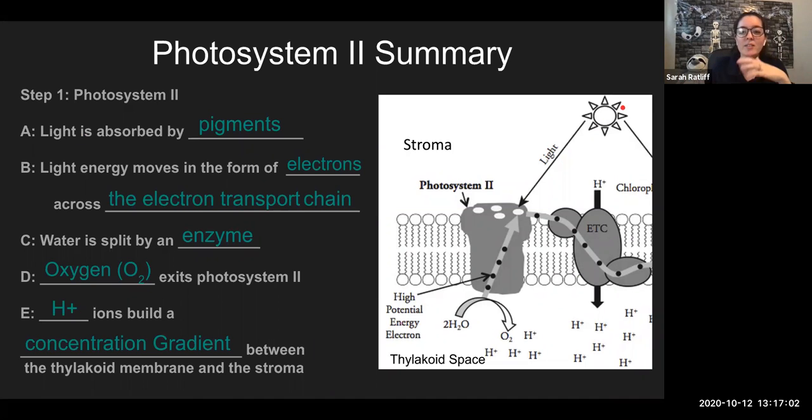I know it sounds repetitive, but sometimes it just takes repetition with this complicated stuff. Here's the little sun shining down, hitting those pigments. Those pigments transfer energy to electrons, which are energy in their own sense. And the main job of the electron is to travel down the next step, the electron transport chain, but it's also triggering an enzyme, which will split a water into oxygen and hydrogen ions. And those hydrogen ions are going to create a concentration gradient. Hey, some vocab from last unit, concentration gradient. We're going to have a lot more hydrogen ions inside the thylakoid than outside.